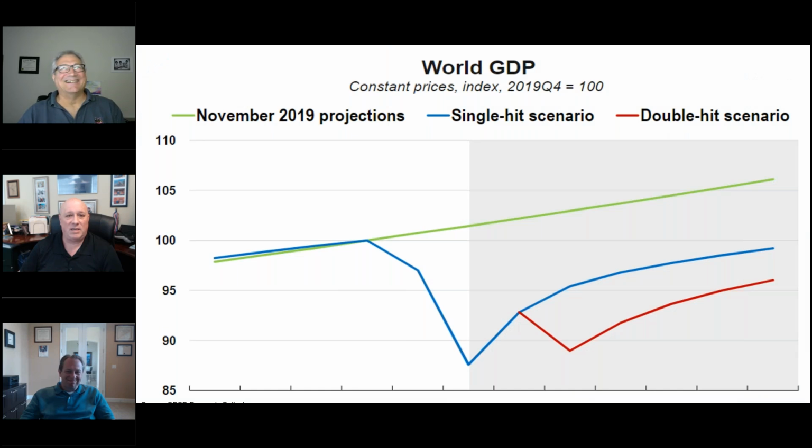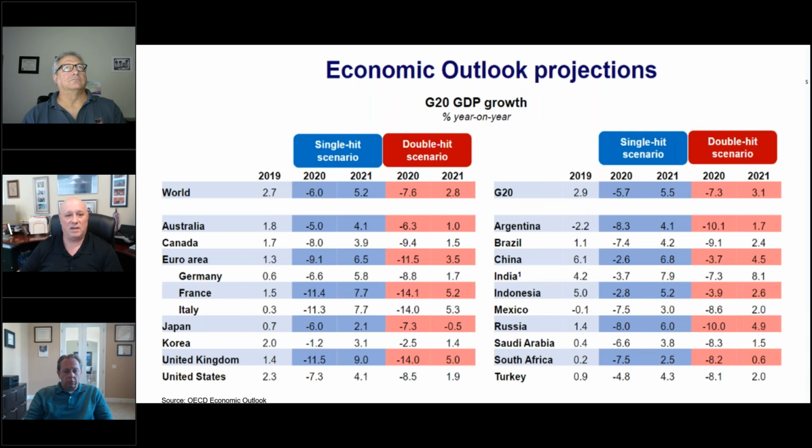So what's the economic impact of this? This is the Organisation for Economic Co-operation and Development, out of France, and it looks at their projections of what a single hit scenario would look like versus what a double hit scenario would look like. Personally, I believe their data is a little optimistic on the double hit scenario, should that occur. Here's the data by country.